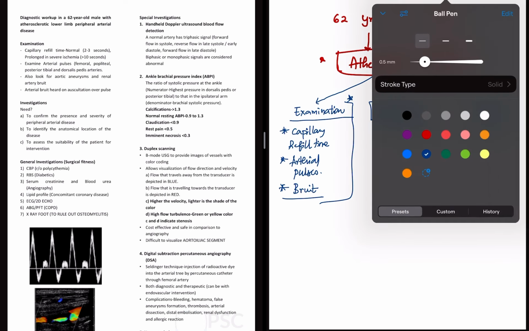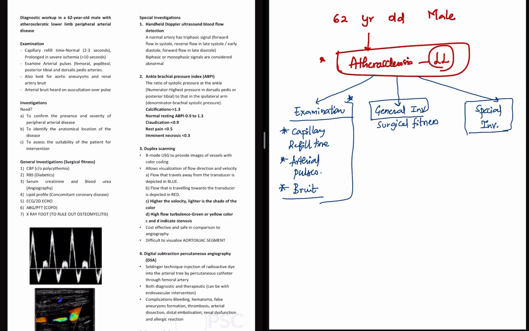So now let's look at the general investigations. In general, we go for CBP, because sometimes even polycythemia can cause acute ischemia. Very importantly, we do RBS, because many times patients who are prone to atherosclerosis, we have to rule out the diabetic status. If they are also diabetic, they might later develop wet gangrene because of clostridium infection. So RBS should be done. And renal function tests, that is serum creatinine and blood urea, are very important, because atherosclerosis of the lower limb might also affect the kidney, leading to renal artery stenosis.